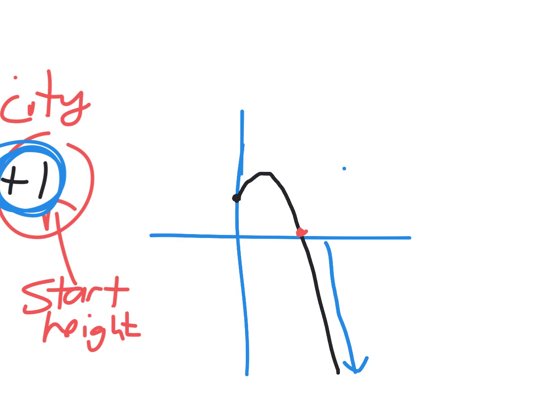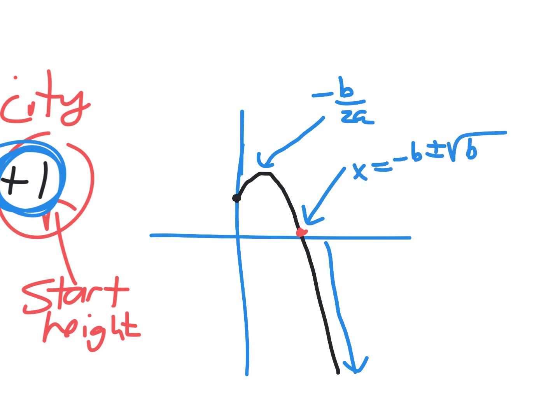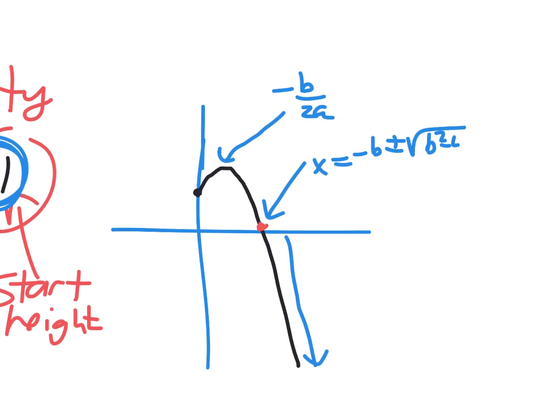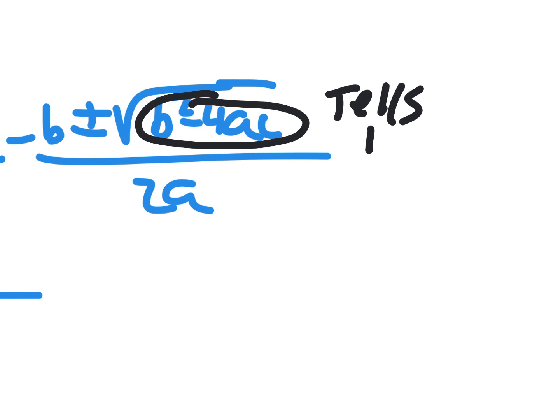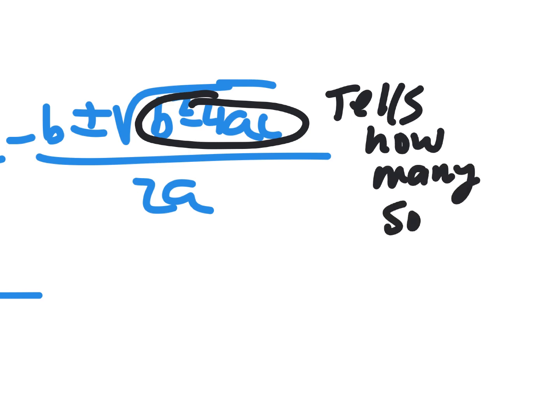All right, so the formula for that is the quadratic formula. The formula for the vertex is negative b over 2a. And there's only one more formula. And that's the discriminant. The discriminant is actually this. And it tells how many solutions.